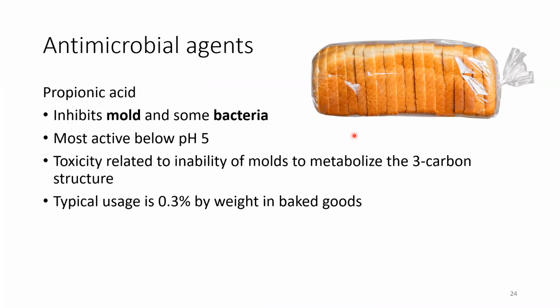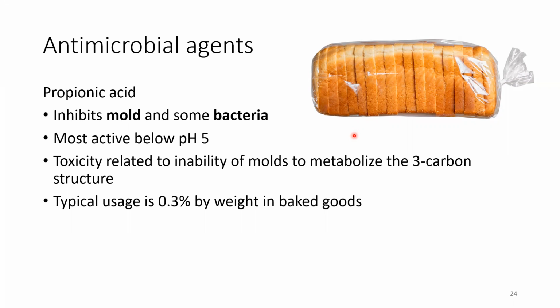There's another short chain acid that is commonly used to inhibit mold and some bacteria, but certainly it's targeting mold. So that would be propionic acid. So this would be a 3-carbon aliphatic fatty acid. And it is added to baked goods.